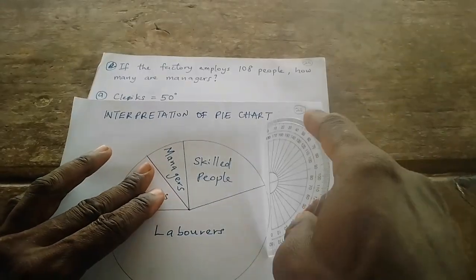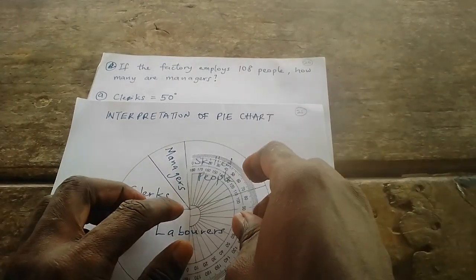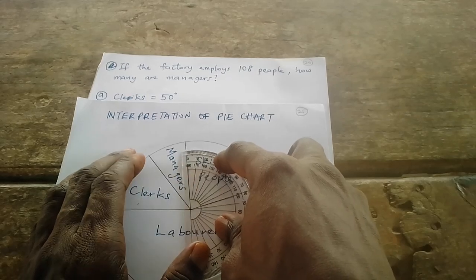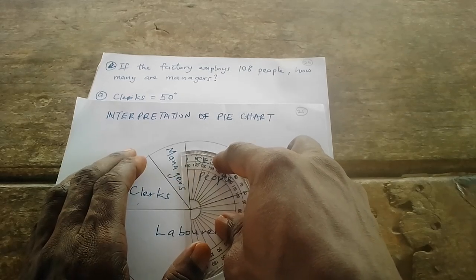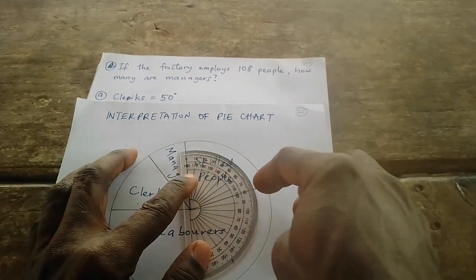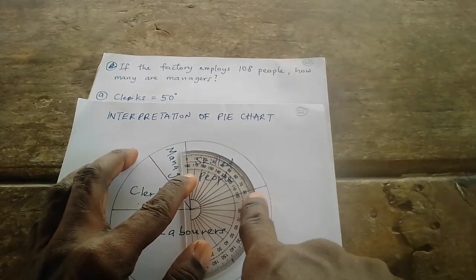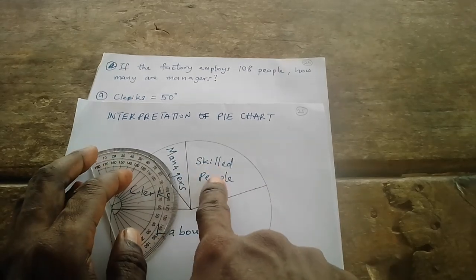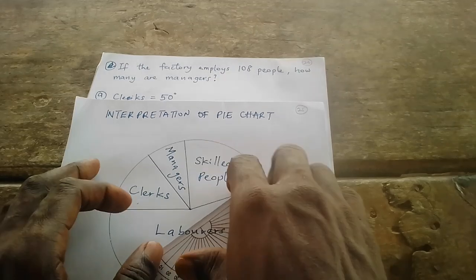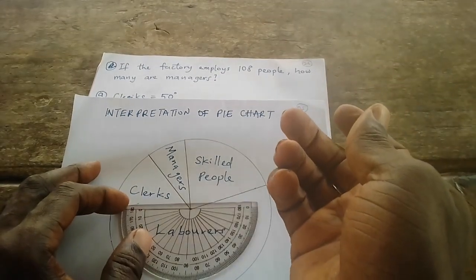Then the next one is for skilled people. Again, the center of this protractor falls at the center here, and this line falls on this line. So you make sure this angle falls on this. So this is 80. So skilled people measure what? 80 degrees. Now you realize that the remaining angle is bigger than my protractor.